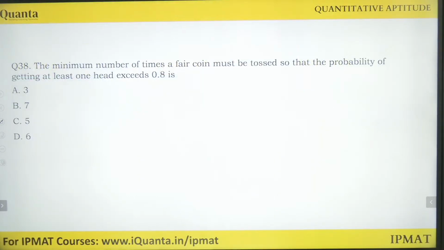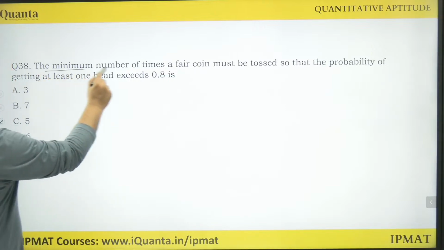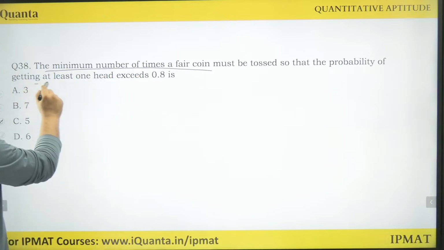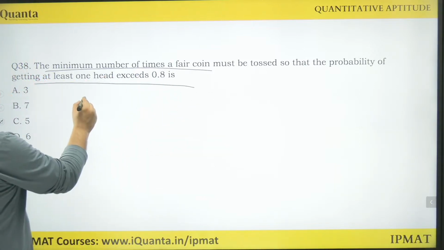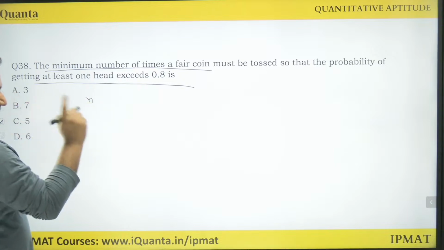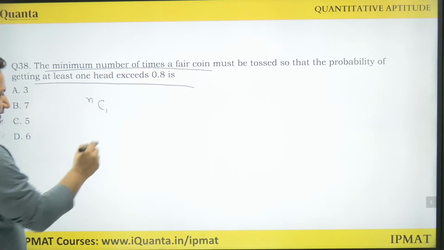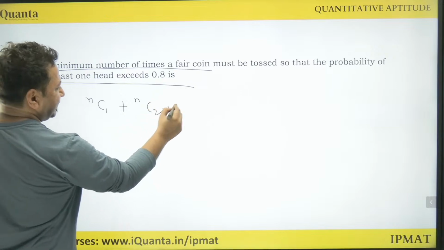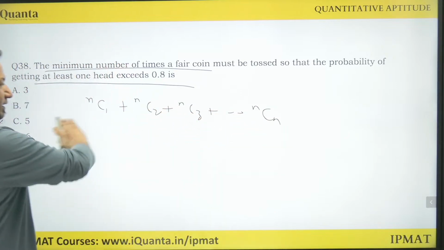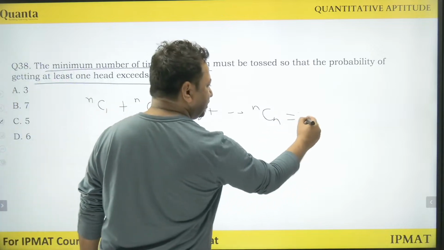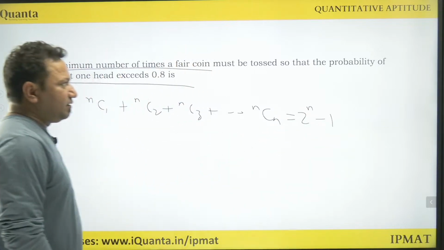Let's do this question first of all. It's a very interesting question. Minimum number of times a fair coin must be tossed so that probability of getting at least one head exceeds 0.8 is. So if there are n tosses, getting at least one head, that means NC1, one head, or we can have 2 heads, or we can have 3 heads, or we can have in the end all heads. The sum of this whole will be 2 to the power n minus 1, isn't it?